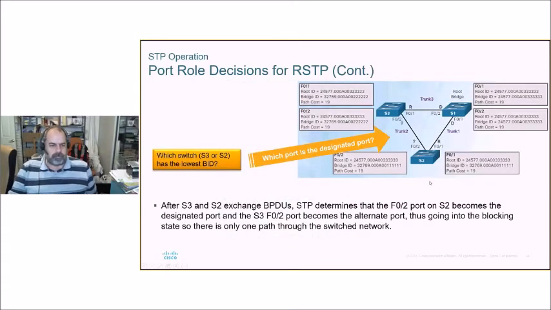Now, port role decisions for RSTP. Which port is going to be the designated port? After S3 and S2 exchange BPDUs, STP determines that FastEthernet 0/2 on S2 becomes the designated port, and on switch 3, the port will become the alternate port, thus going into blocking state. So there's only one path through the switch network, and that is all based on which bridge ID is the lower.